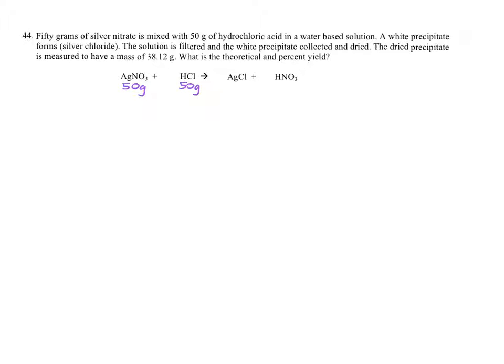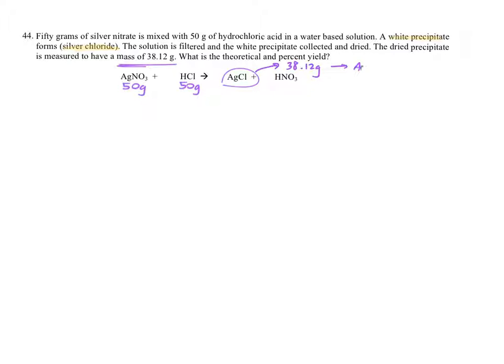A white precipitate, silver chloride, forms. The solution is collected and dried. The dry precipitate is measured to have a mass of 38.12 grams. So you might be like, what is that talking about? The precipitate is silver chloride. That's what you need to go back and read. The precipitate's identity is silver chloride. So what they figured out is at the end, the silver chloride weighs 38.12 grams.